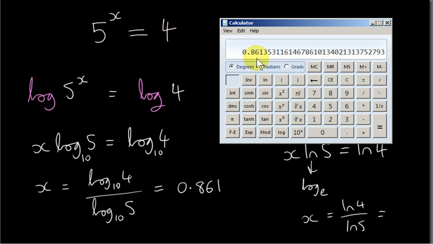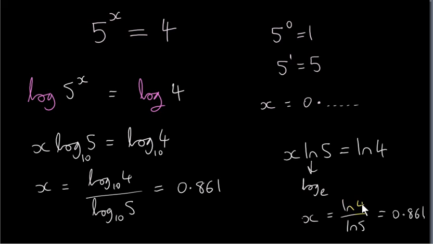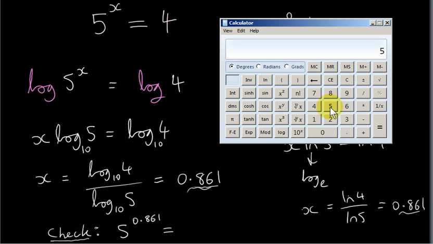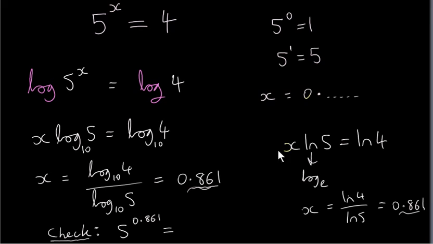Get the same thing. Of course, the ln, or log to the base e of 4, is very different from log to the base 10 of 4. Same for ln of 5 and log to the base 10 of 5. It's just that the ratio works out to be the same. Now if we want to check this, we could put 5 to the power of x, and we should get 4, or close to 4, because remember we rounded this to 3 decimal places. So we get 3.997. That's close enough. It's approximately 4.